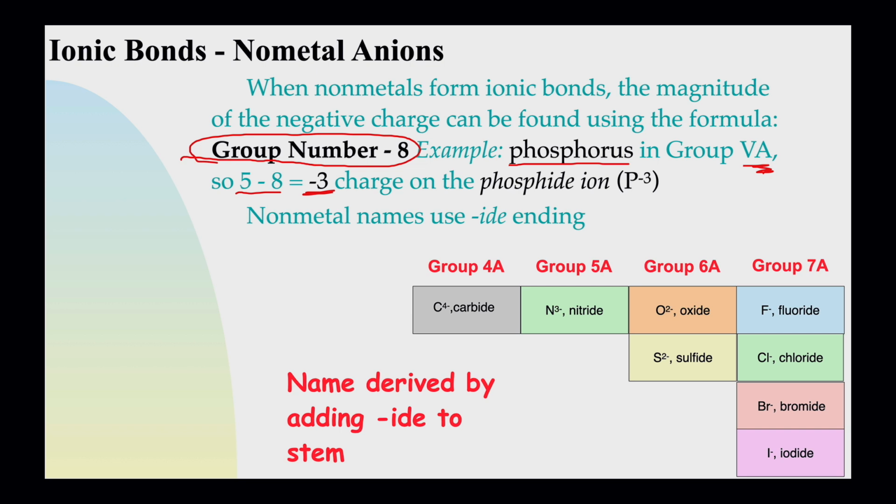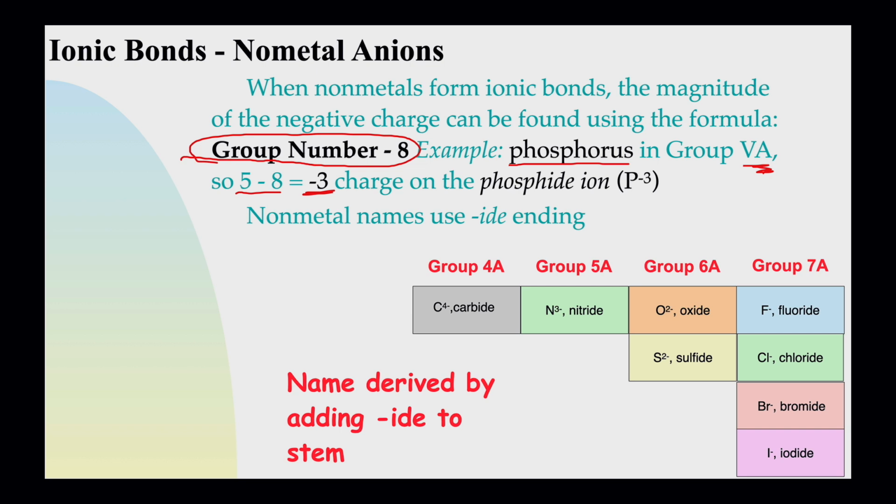So down here are just some of the more common nonmetal ions. You can see in group 7A on the far right, the halogens. Those would be fluoride, chloride, bromide, and iodide. All of those are going to have group number 7 minus 8. They're all going to have a negative 1 charge. And we're turning them all to -ide because they're going to be the negatives.